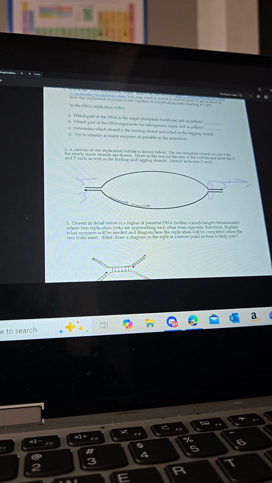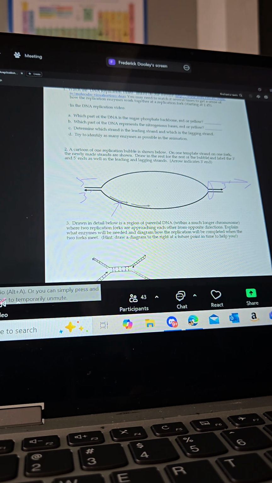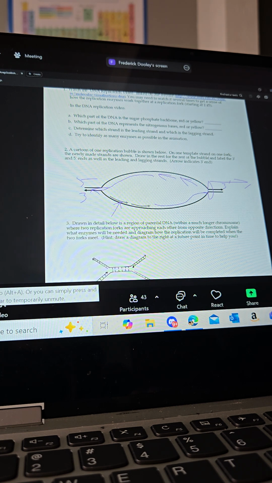Helicases are going like that. What is this called? An Okazaki fragment? Excellent. It's Okazaki fragment because that's the lagging strand. So therefore, we're going to have the same problem over here. And these are called our leading strands. Okay?